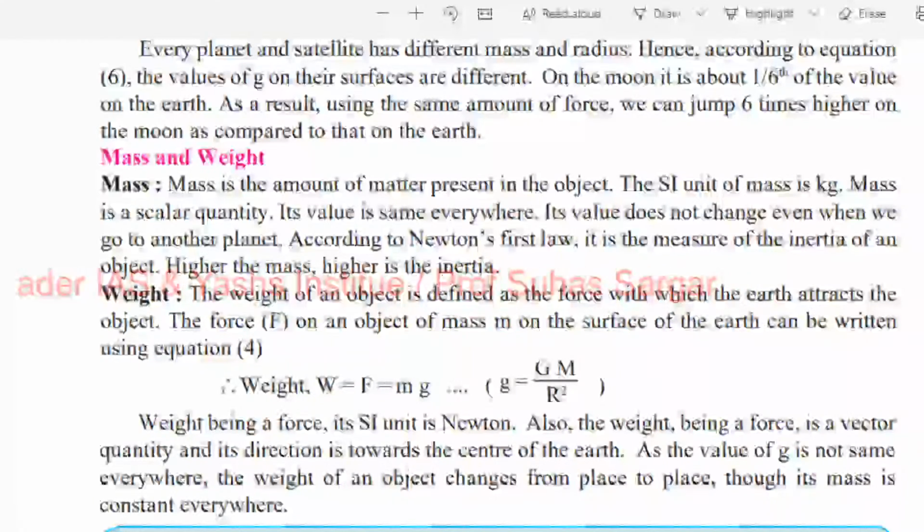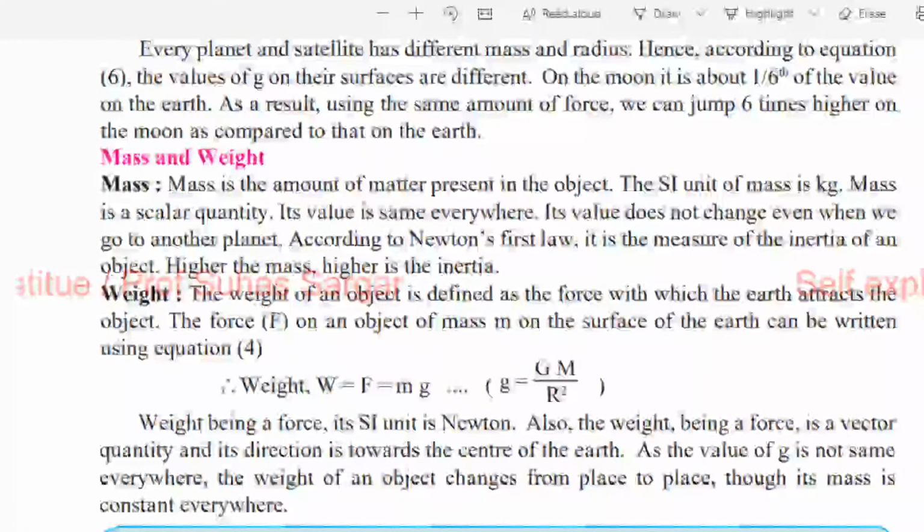Its value is the same everywhere. Its value does not change even when we go to another planet. According to Newton's first law, it is the measure of the inertia of an object. Higher the mass, higher is the inertia.